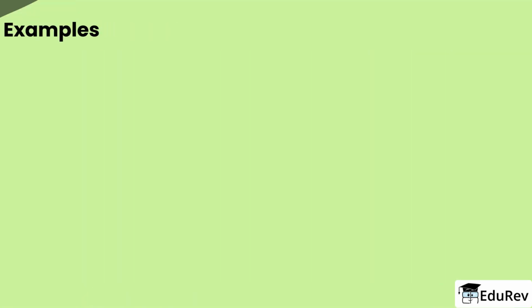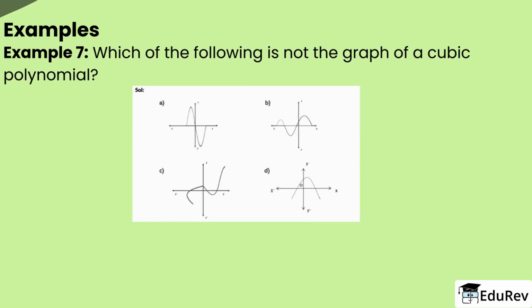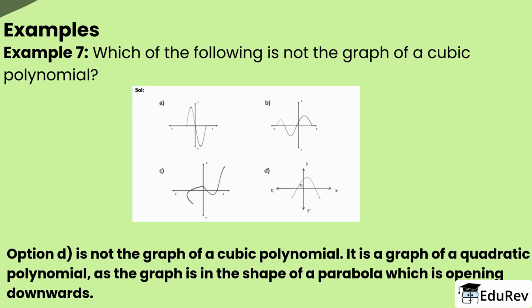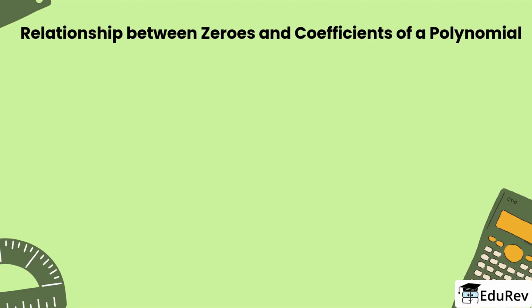Now let's consider a question about graphs. Which of the following is not the graph of a cubic polynomial? Among the choices given, option D is not the graph of a cubic polynomial. It is a graph of a quadratic polynomial, as the graph is in the shape of a parabola which opens downwards. Let's dive into the relationship between zeros and coefficients of a polynomial.